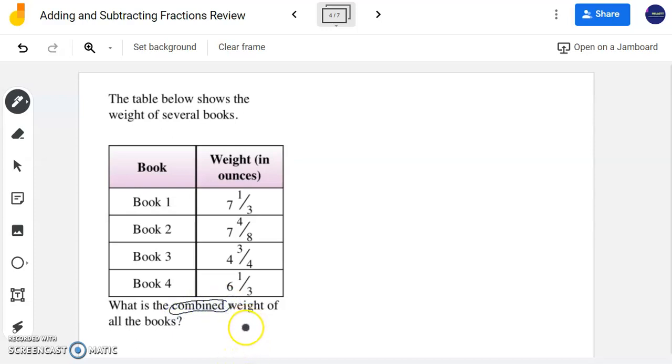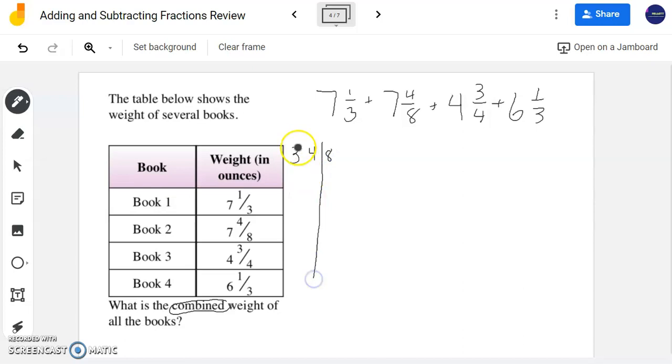Well, combined is another word for total, which is another word for sum and addition. So I need to ultimately add 7 1/3, 7 4/8, 4 3/4, and 6 1/3 all together. But I notice my denominators are different. So I see that I have 3, I have 4, and I have 8. I'll just go like this, draw a line down. Now I didn't write 3 again for this fraction because I already have 3 right here.